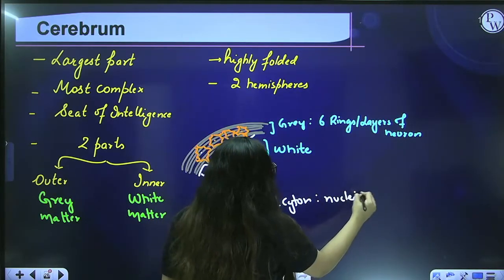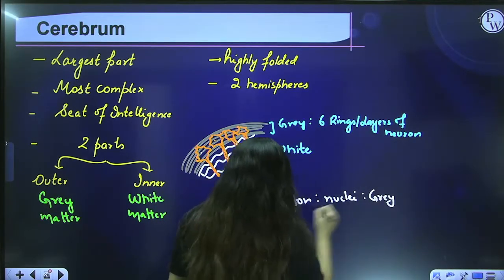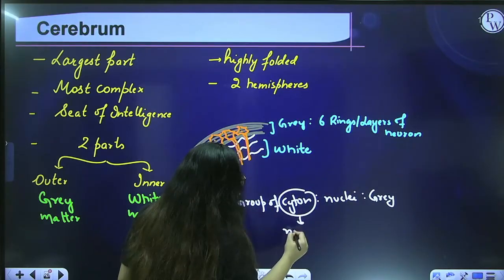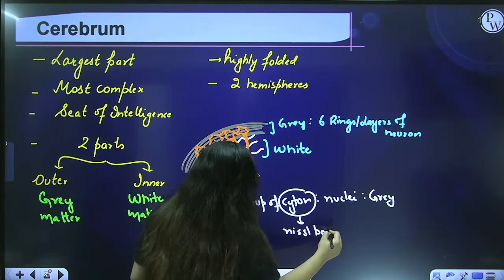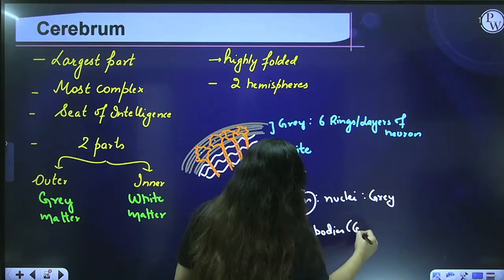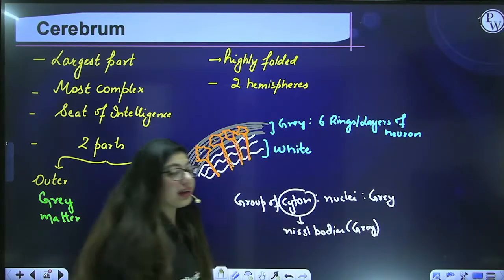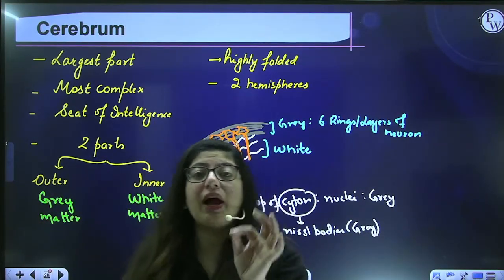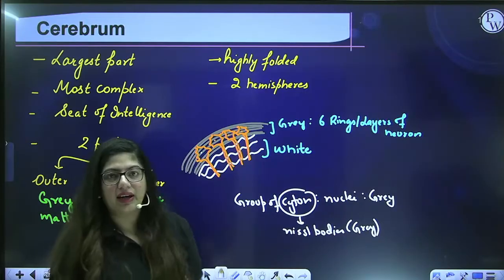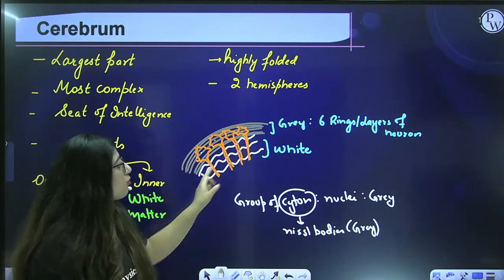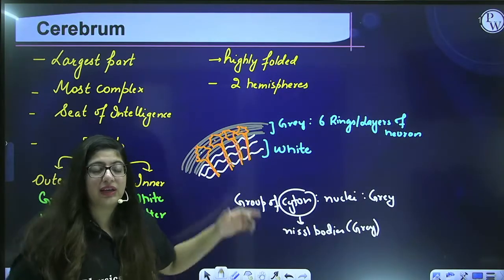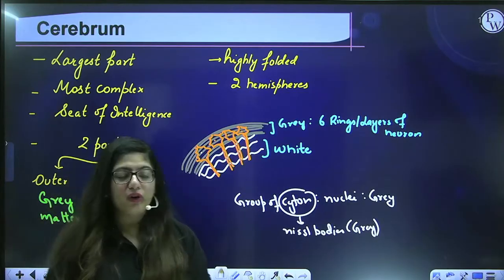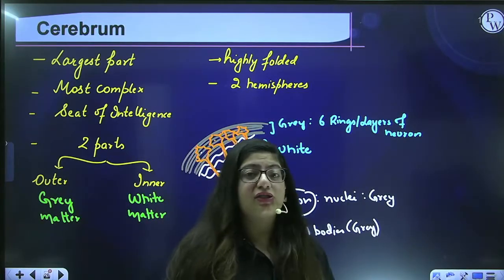And this nuclei gives gray color. Why? Because in cyton we have Nissl's bodies and these Nissl's bodies provide gray color. What color? Gray color, because they have granules, they have ribosomes, and that gives gray color. Now this portion where you have axons, the collection of axons in the brain or in the central nervous system is known as tract.